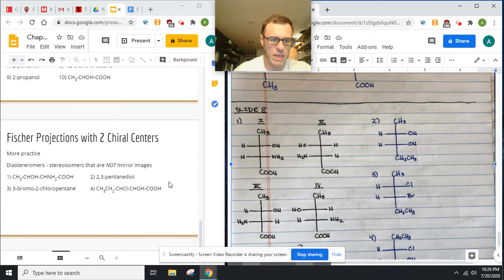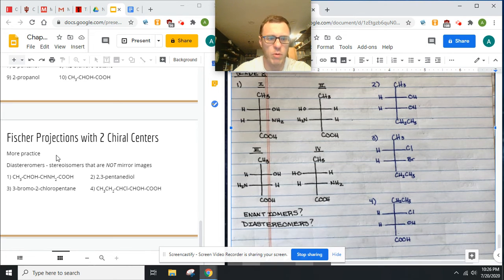However, we can draw Fisher projections for compounds with more than one chiral center. And so I want to talk about this with number one, this compound here, in this area here. I drew, as you can see, Roman numerals 1, 2, 3, and 4. We have this compound and then this mirror image. But then here I have the NH2 on the opposite side of the OH. And we can draw a mirror image of that.